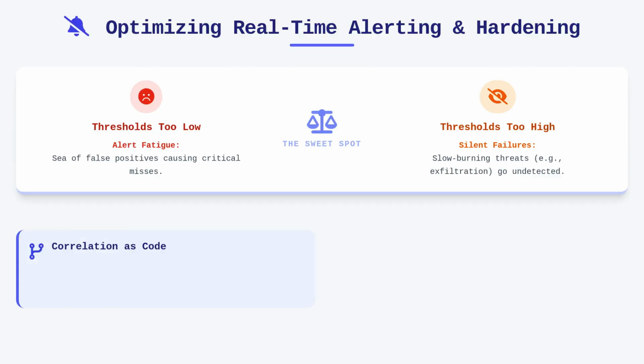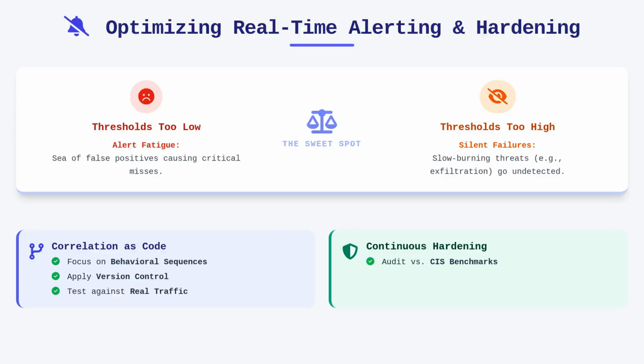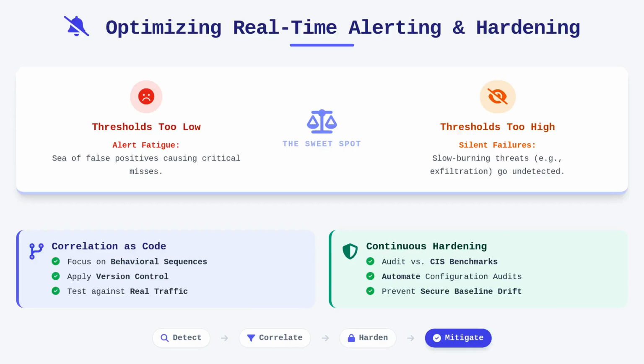Correlation rules should focus on behavioral sequences rather than isolated events, such as recognizing a user logging in from a new geography, followed immediately by an unusual database query. You should treat these rules as code, applying version control to them, and testing them against real traffic to refine their fidelity. The discipline of auditing system configurations against established standards, such as the Center for Internet Security Benchmarks, further limits your attack surface. By automating these audits, you move toward a continuous diagnostics and mitigation approach, ensuring that your servers do not drift from their hardened, secure baselines over the life of the system.